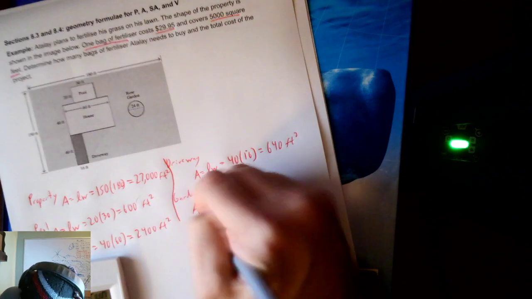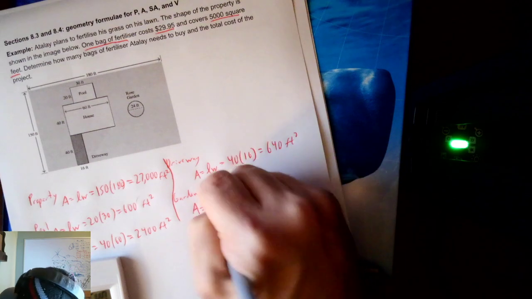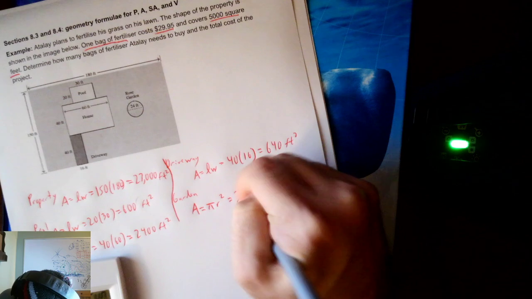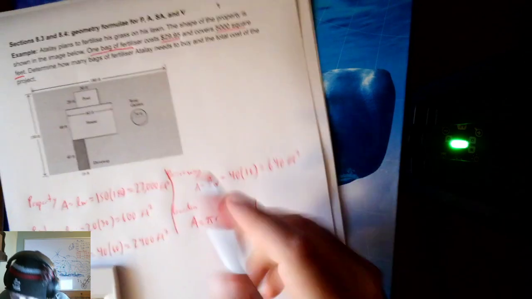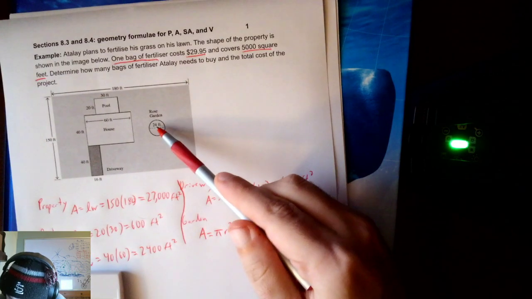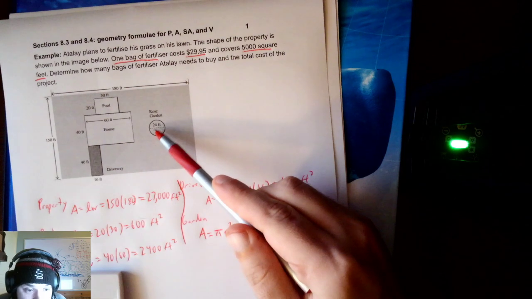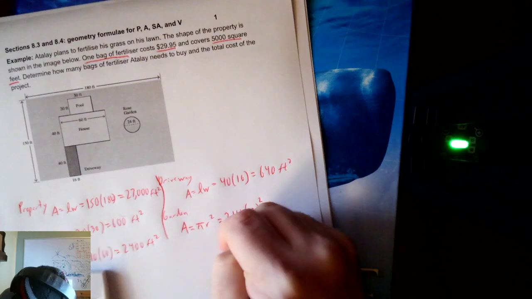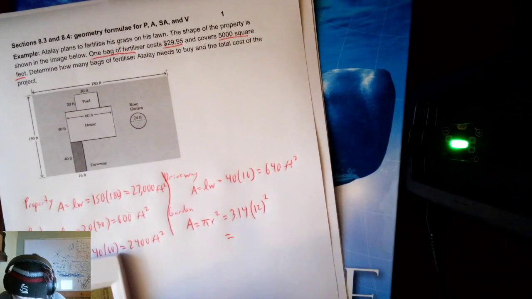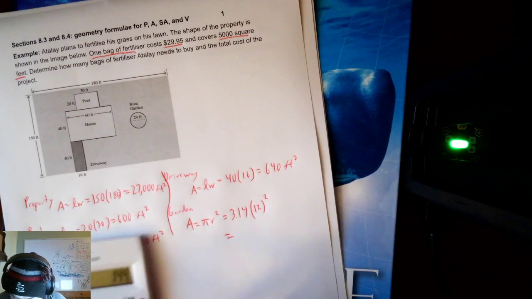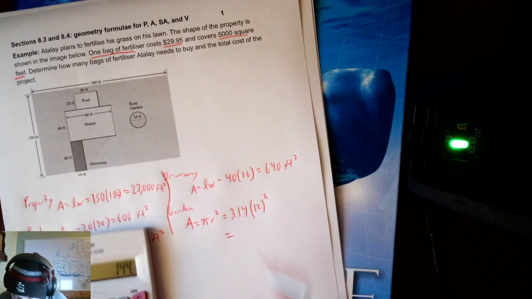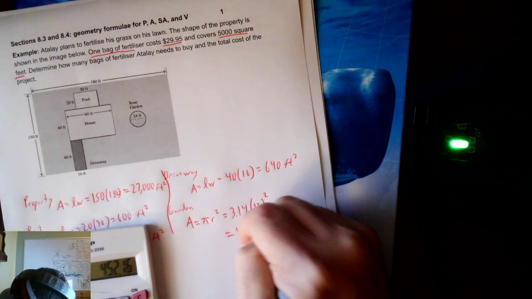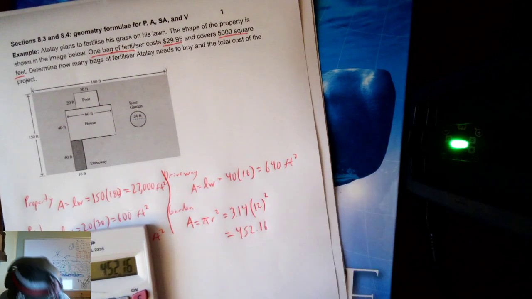And then lastly, the garden. The garden is a circle, right? The rose garden is a circle, which would be pi r squared. Now pi is 3.14, and r, I need to be careful. 24 is the diameter, which means 12 is the radius, right? 12 is the radius, it's half the diameter. 12 squared is 144, right? Times pi, times 3.14, gives me 452.16.